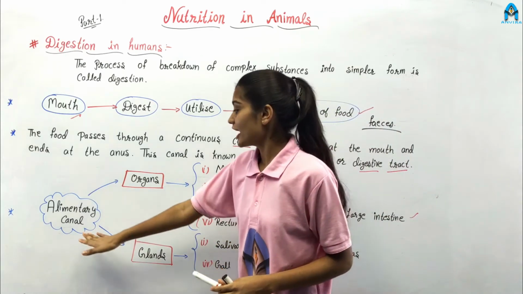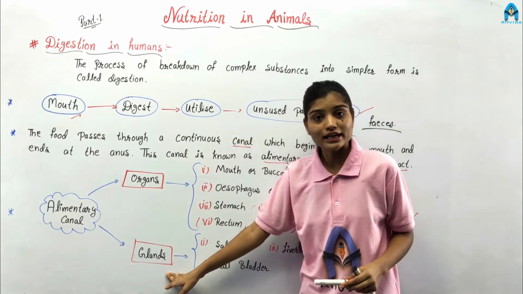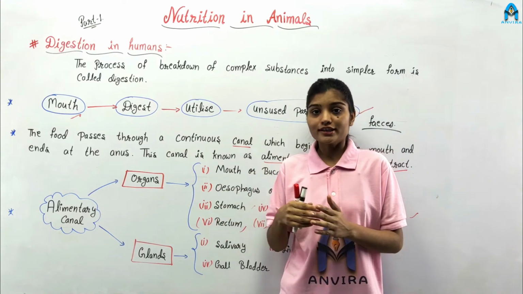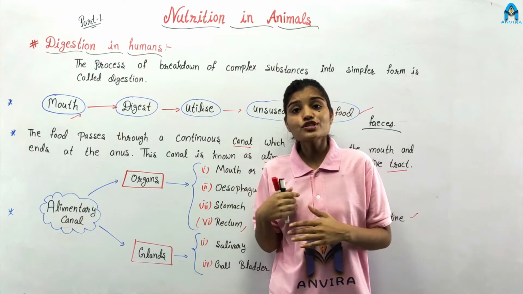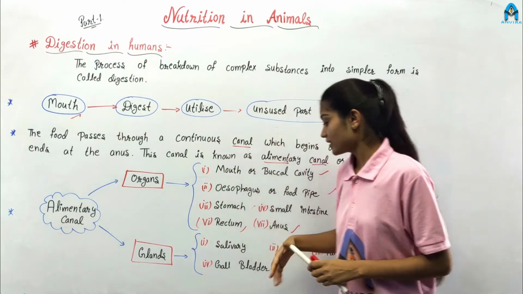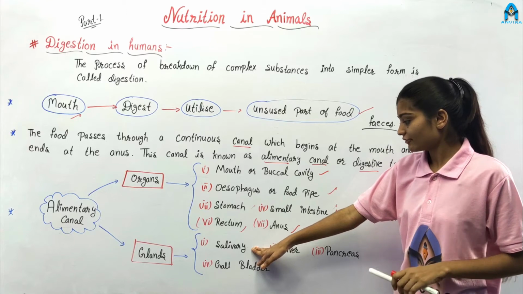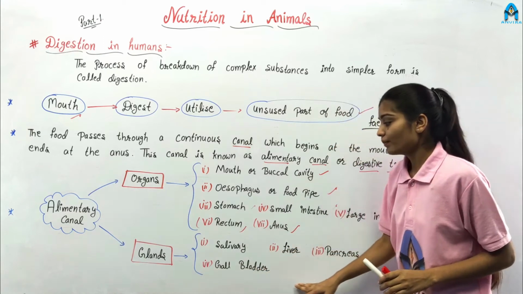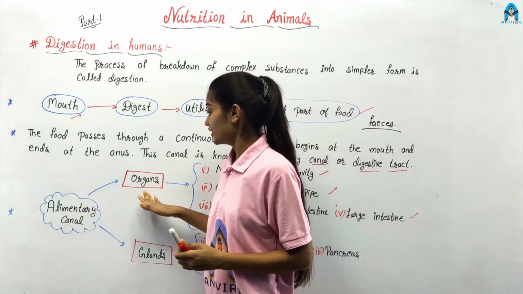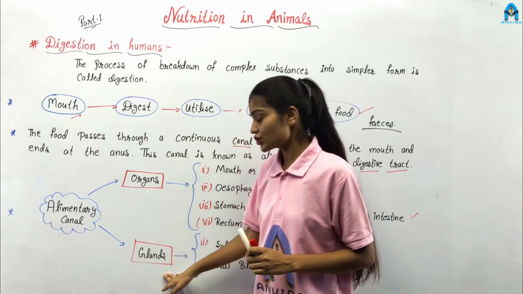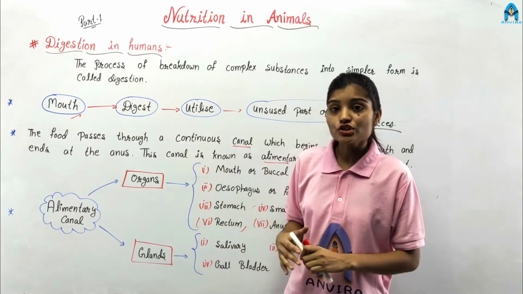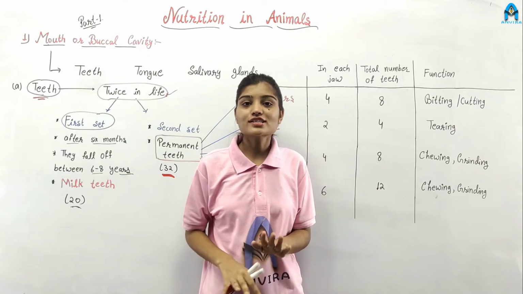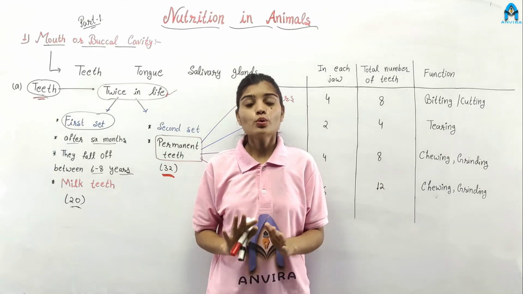And associated with the alimentary canal, there are many digestive glands which secrete digestive juices, and the digestive juices convert the complex substances of food into simpler form. The digestive glands are, first one is salivary gland, second one is liver, third one is pancreas, and the fourth one is gallbladder. Together, the organs of the alimentary canal and the digestive glands constitute the digestive system of humans. Now we study all the different organs of the alimentary canal one by one with details.